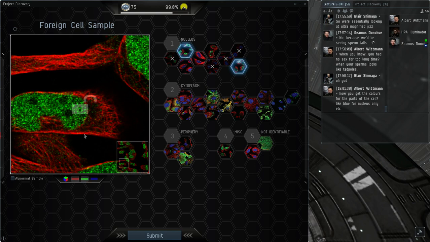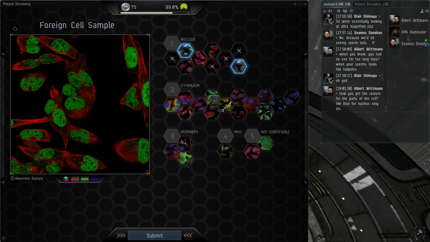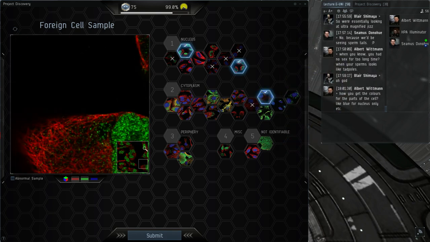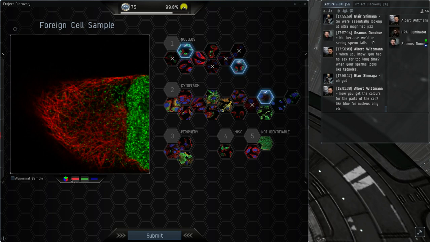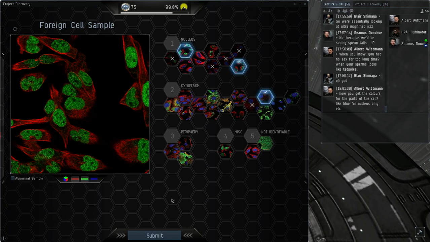It's kind of borderline, but I think it is distinct enough, so I will go for centrosome. Yet again, I don't think I will go for cell cycle, because here you don't really see the center of the microtubule, so I don't know if there's a centrosome or not there.